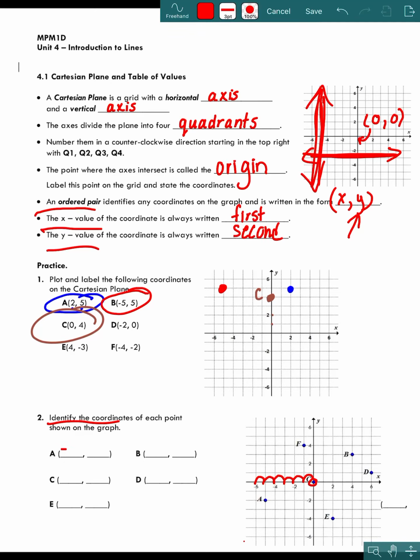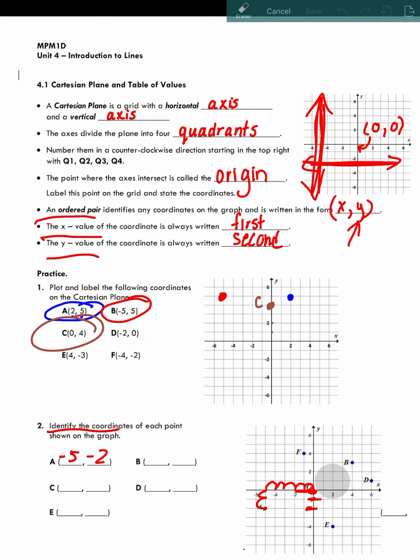So we've gone back, oh, I counted 1 too many. Sorry, let's do that again. 1, 2, 3, 4, 5. We only went back 5. So we're going back 5. And how far down do we go to get to A? Well, we're at 0 here, and then we're going down 2. So we've gone down 2. So the coordinates for A are -5 and -2.